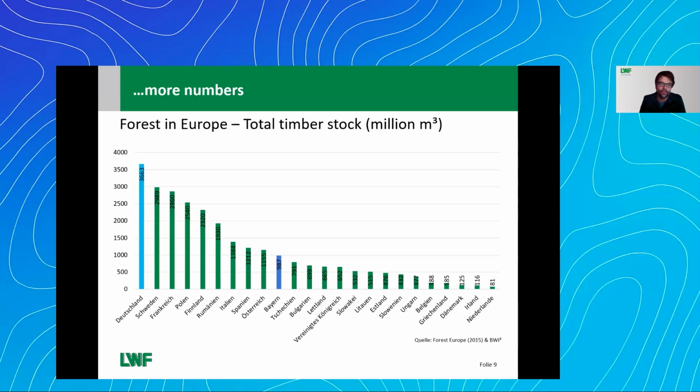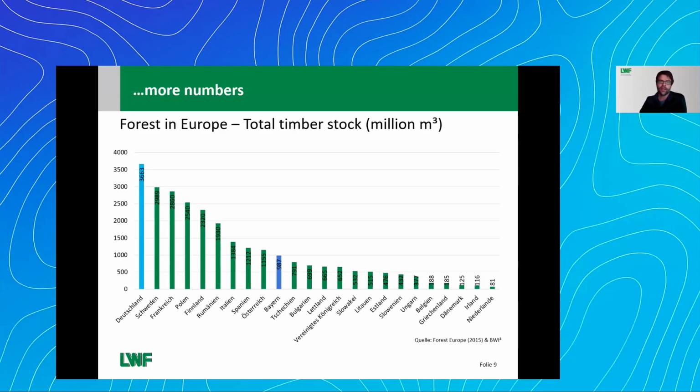And even Bavaria has more timber stock than, for example, the United Kingdom, which is before Slovakia. It's written in German, Vereinigtes Königreich. So this reflects our favorable growing conditions and efficient forest management. So even if Germany may not have the largest forest area, it clearly leads in timber volume.